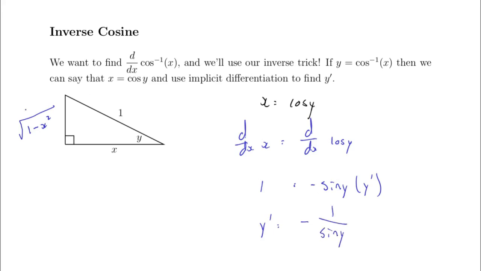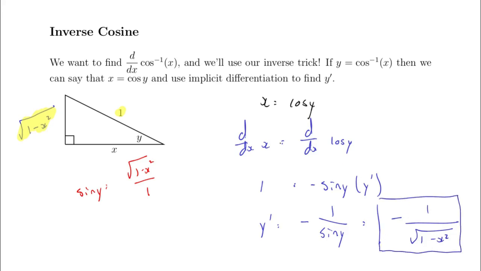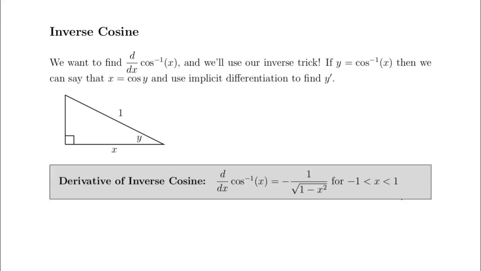And now what you'll notice is that sine y is opposite over hypotenuse. And so we end up with -1 over the square root of 1 minus x squared. It's the exact same form, but because the derivative of cosine is negative sine, we end up with this negative coefficient. That's the only difference. That's going to be a theme for the rest of these inverse trigonometric functions, because we know that those derivatives are linked by cofunctions and negative.